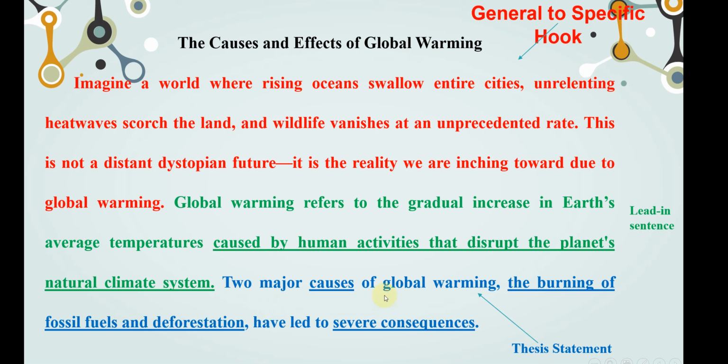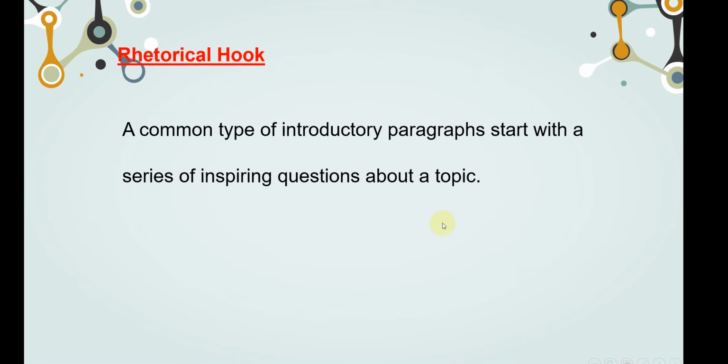Two major causes of global warming: the burning of fossil fuels, this is the first cause, the first controlling idea, and deforestation, this is the second cause, the second controlling idea, have led to severe consequences. So this is a very important thesis statement. It mentions both the causes and it tells that these causes lead to many severe consequences in order to tell the reader that my essay is going to be a cause-effect essay.